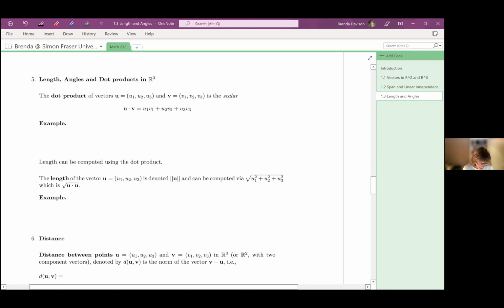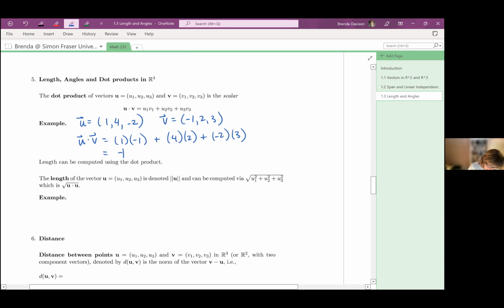Okay, so here we are, we're going to be in R3. So let's just take two vectors. There's a vector u looking like this, (1, 4, -2). And a vector v looking like this, (-1, 2, 3). We've got two vectors that are in R3, 3 components. Let's take the dot product. That's going to be like this. The first component times the first component plus the second component times the second component plus the third component times the third component. And if I made an arithmetic mistake, that's like minus 1 plus 8 minus 6. Let's see, that's 1. The dot product is 1.